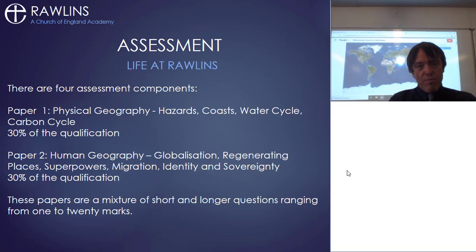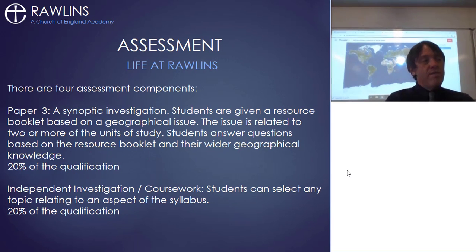So there are 4 assessment components in the A-level. Paper 1 is your physical geography paper, which takes up 30% of the qualification. The 4 human geography units are examined on paper 2. There's also what we call a synoptic paper, paper 3, and it's a bit like the decision-making paper you might be familiar with from your GCSE. You'll be presented with a booklet in the exam with a wide range of resources, maps, graphs, charts, tables, etc. And you'll be expected to analyse the data before arriving at some conclusions related to the data in front of you.